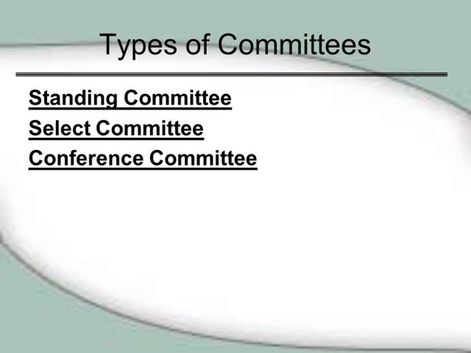Sometimes we will have joint committees, and we'll talk about when these committees work independently and when they work together. There are three basic types of committees in Congress. There are standing committees, select committees, and conference committees.